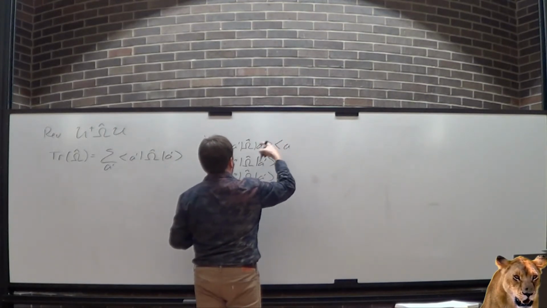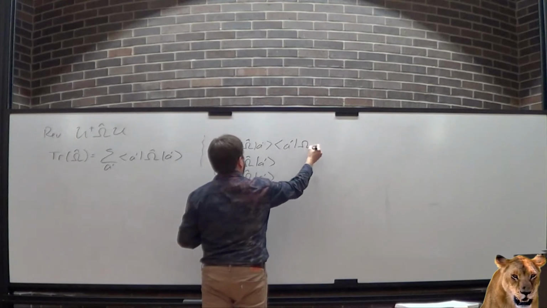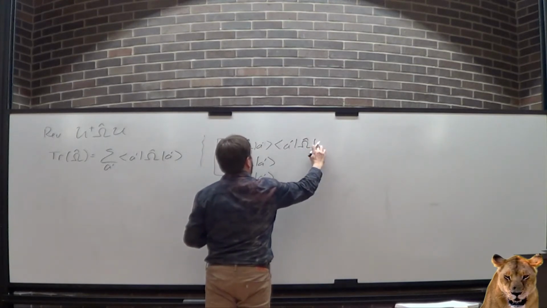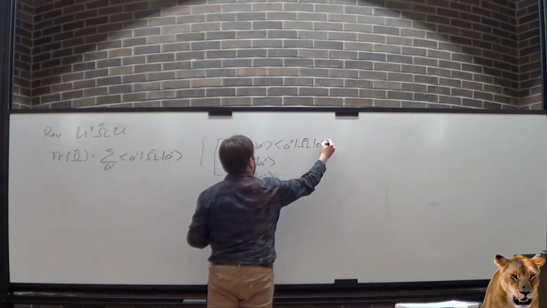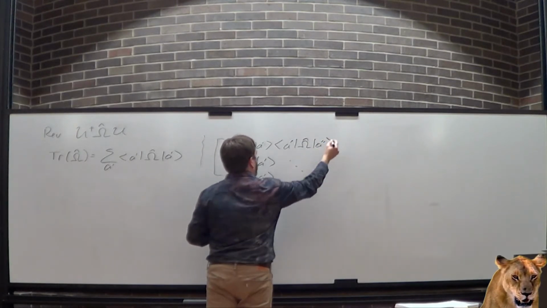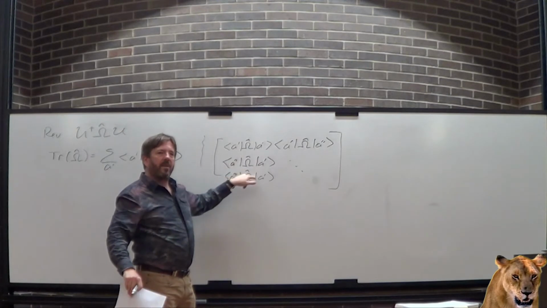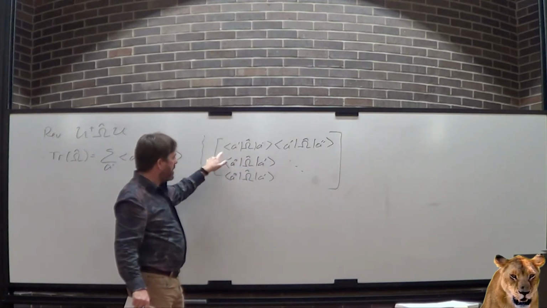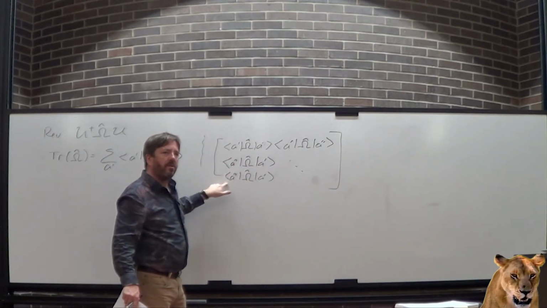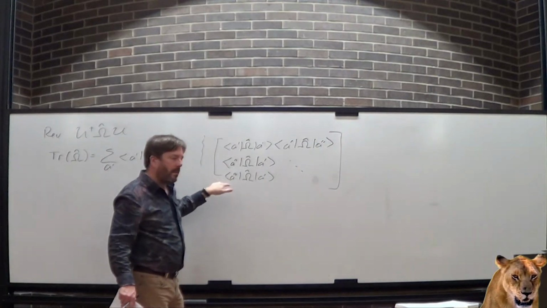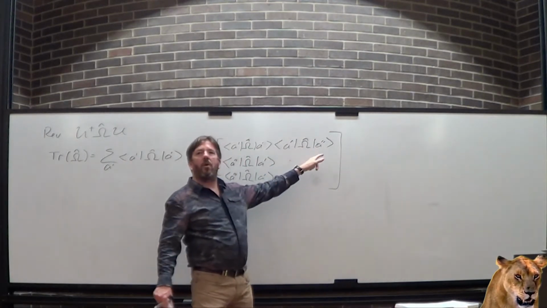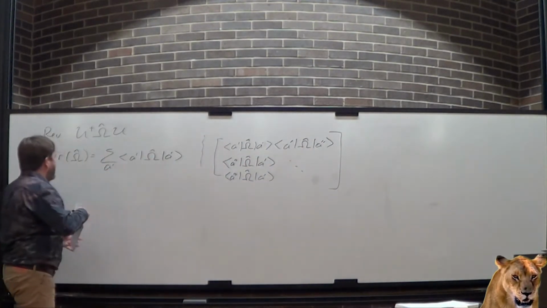Now I gotta think. Let me think about it for a second. Okay, a double prime, and then okay. So anyway, you're going to have a couple of these. So just try your best to remember that the bras are what increase on the column, and the kets are the rows. That's kind of useful.